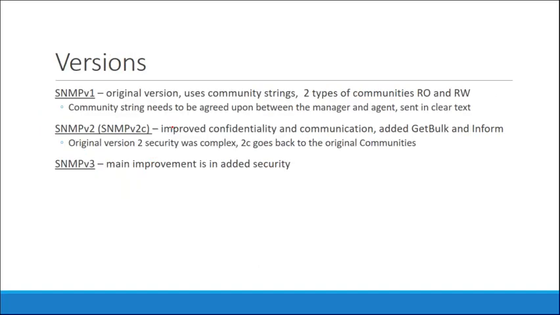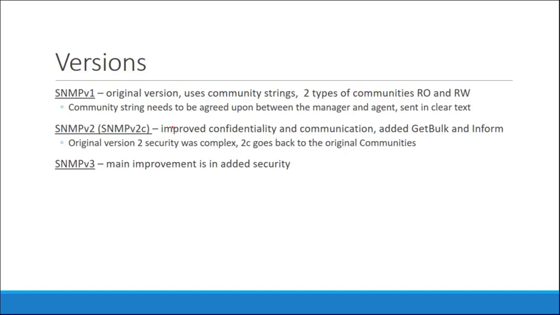SNMP version 1 was the original version, uses community strings. Two types of community strings, read-only and read-write. We have to have read-only in there if we expect an agent to communicate via SNMP, whether it be version 1 or version 2. Read-write would allow those set commands to be done. So if we do a read-write, we would allow changes or writing to the device.